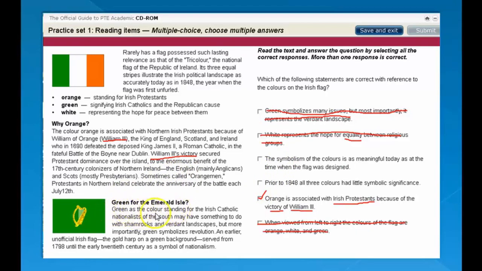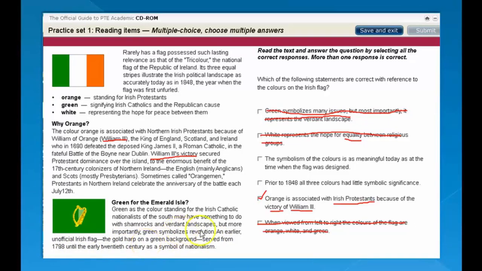Green is a color standing for Ireland and may have something to do with shamrocks and verdant landscapes, but more importantly, green symbolizes revolution. This confirms our earlier statement, both up here. But here's the kicker. An earlier unofficial Irish flag, the gold harp on a green background, served from 1798 until the 20th century as a symbol of nationalism.